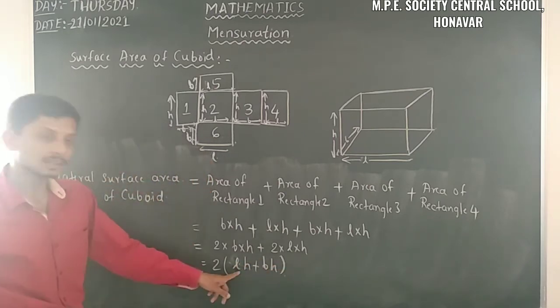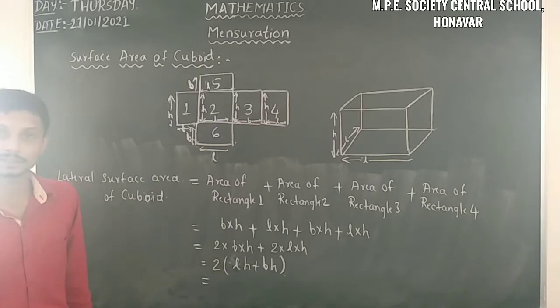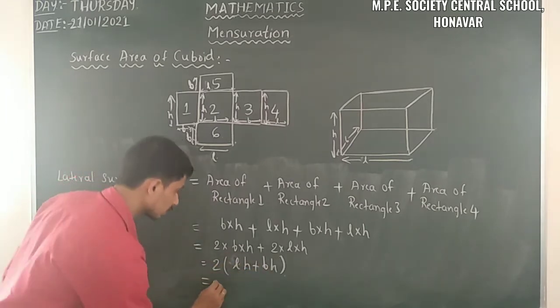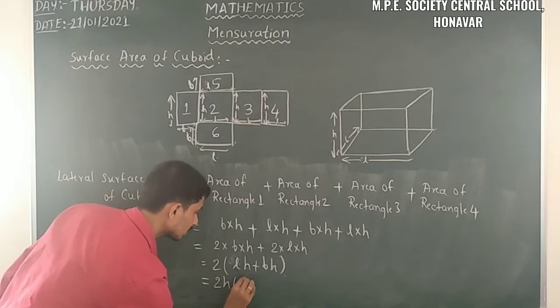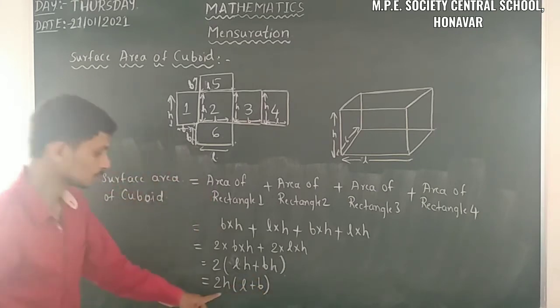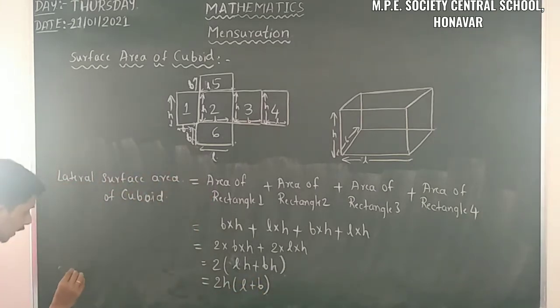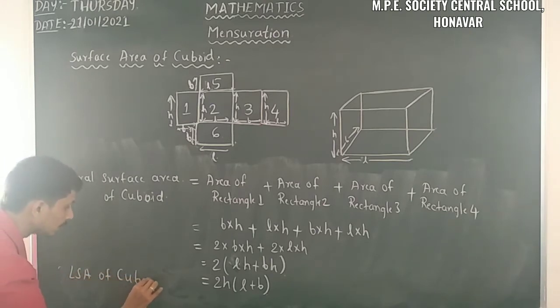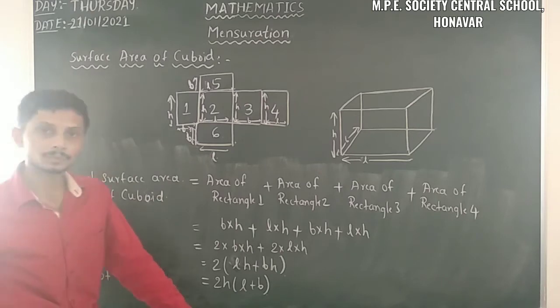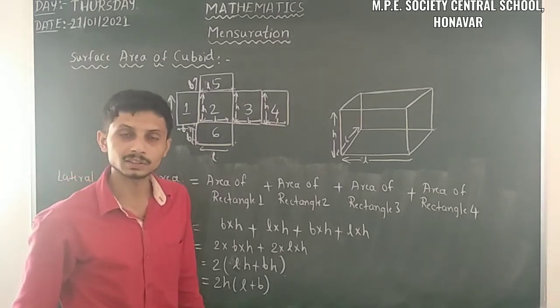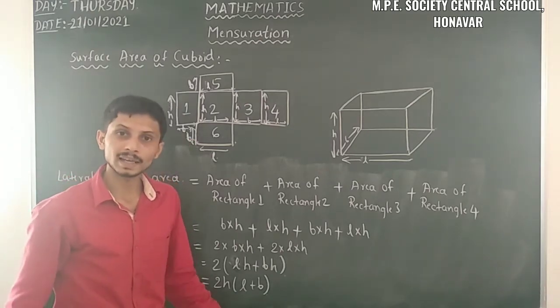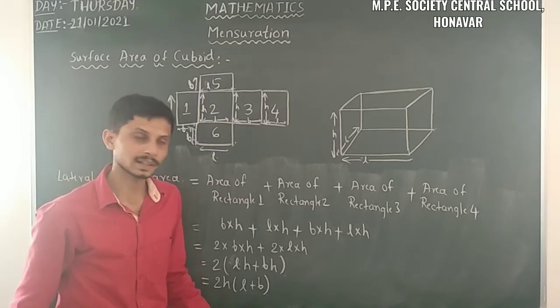So here just observe, another term we can take common, that is H. So H we can take out common from both the things. It is 2 into H into (L plus B). 2H into (L plus B) is the lateral surface area, LSA, of the cuboid. Lateral surface area of the cuboid is equal to 2H into (L plus B), where L is the length, B is the breadth and H is the height.